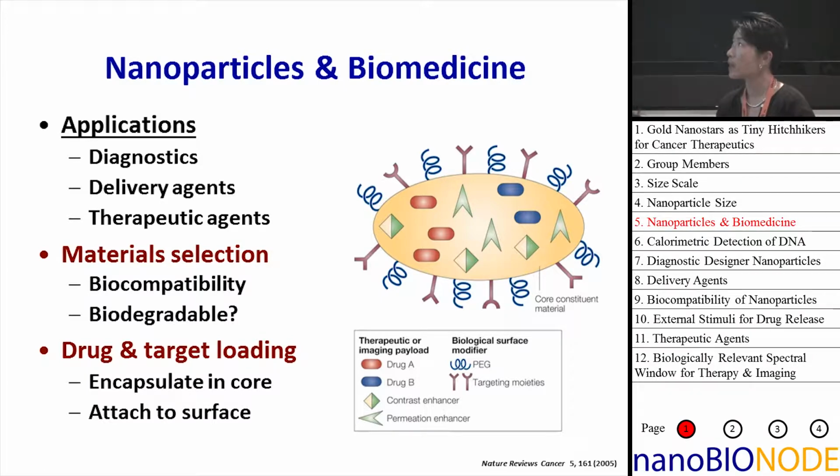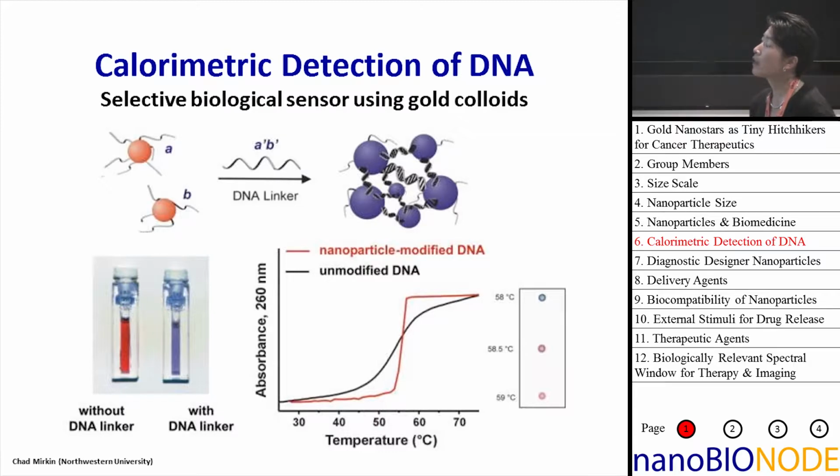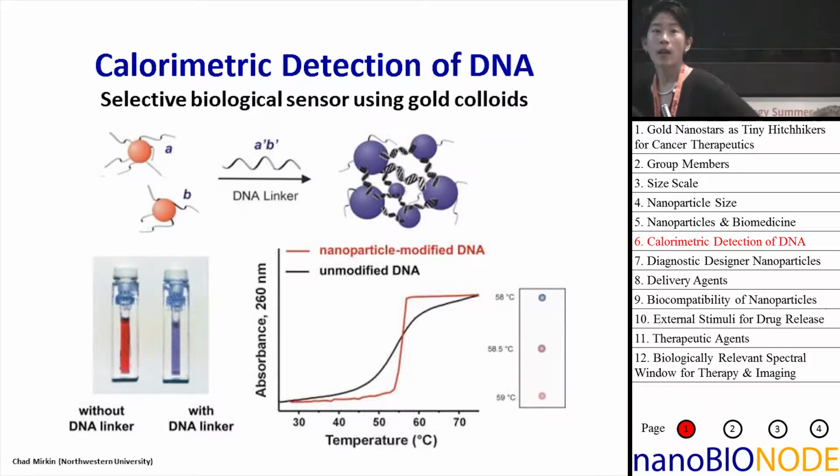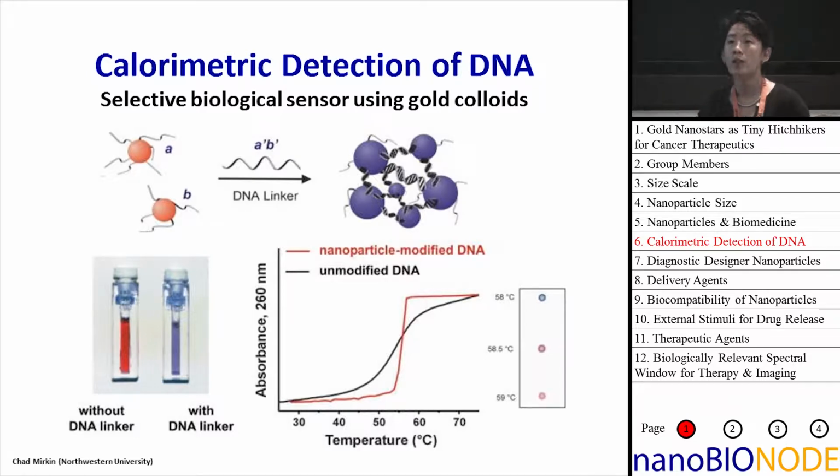Let me summarize some aspects of diagnostics. I'm going to try to highlight mostly work based on gold particles, but sometimes work based on other material systems as well. A colleague of mine, Chad Mirkin, had this idea a long time ago that it would be really nice to detect specific sequences of DNA, and it would be especially nice if you could just observe it through a color change. So you don't have to have the sophisticated technology of DNA sequencers, or even the sophistication of base-by-base identification through nanopores.